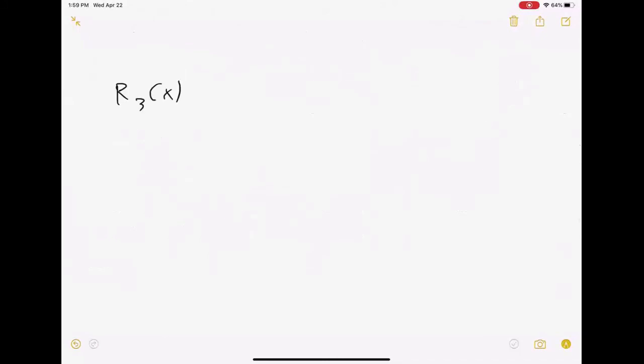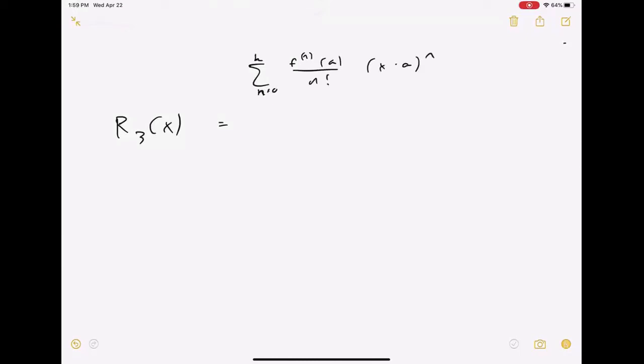So we want to find our R3(x). And if you watched the lecture video, you know that when I have a Taylor polynomial of the form sum from 0 to k, then the error, the remainder, is going to be the k plus 1th derivative times (x-a) to the power k plus 1. And actually, the unknown part is that this derivative is not at a, it's at some unknown number c. And then we have over (k+1) factorial.